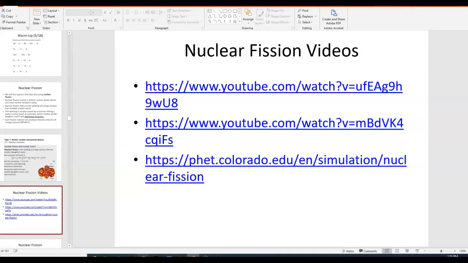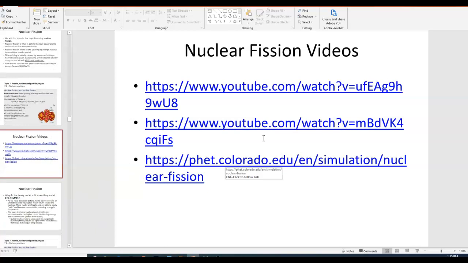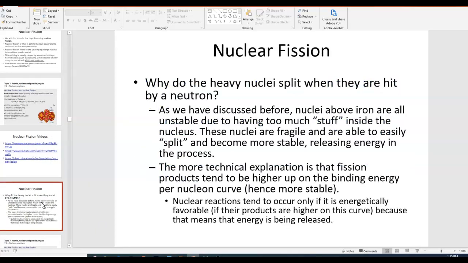Okay, now just to, well, I should do the simulation. I'll show you one more video in just a second. Why is the heavy nucleus splitting when it's hit by a neutron?